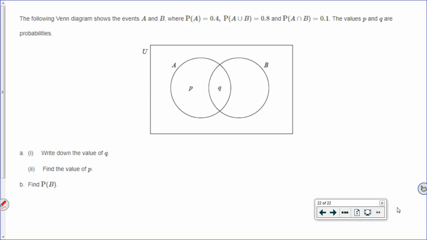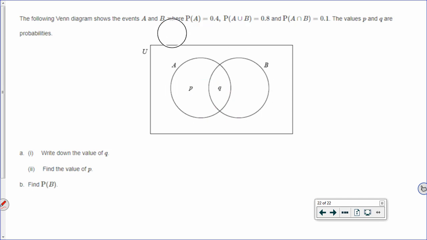We're told that the probability of A is 0.4. That's given to us in the question. That does not mean that this is 0.4. That is incorrect. It means that together, P and Q would equal 0.4. So it's really important that we establish that from the beginning.